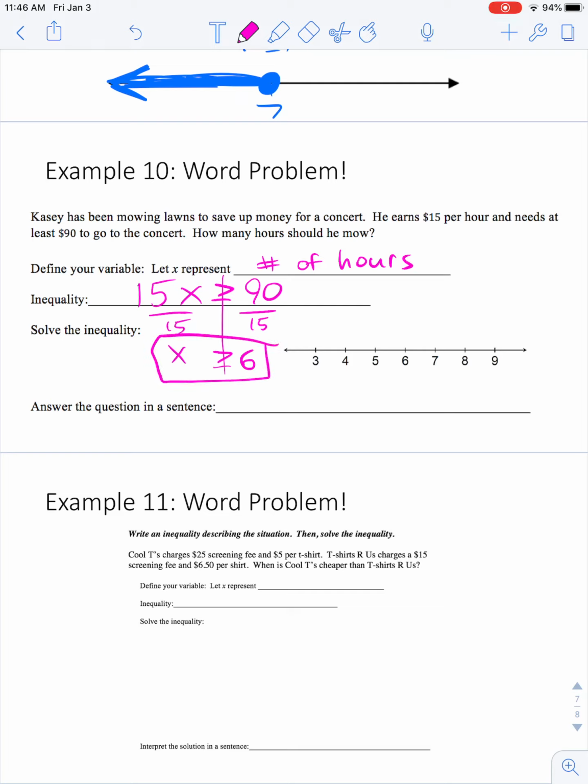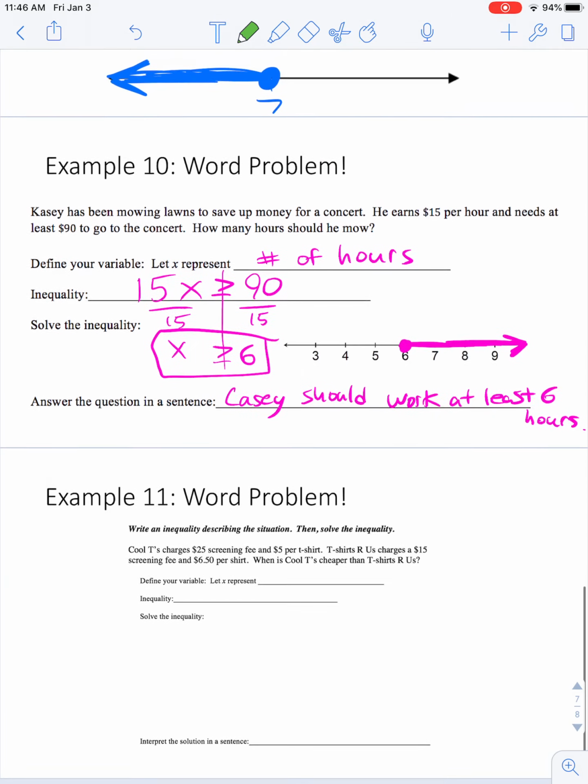That's our solution. I go to the graph, I'm going to put a dot at 6, and I'm going to shade to the right. And in a sentence, as long as Casey works 6 or more hours, he's going to have enough money for the concert. Casey should work at least 6 hours. As long as he does that, he'll have enough money.